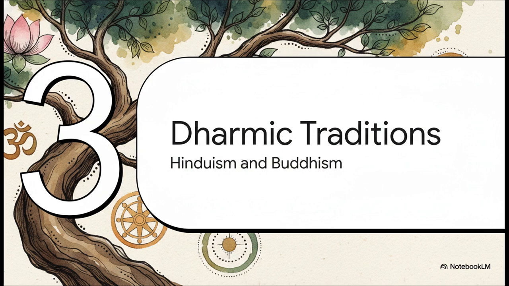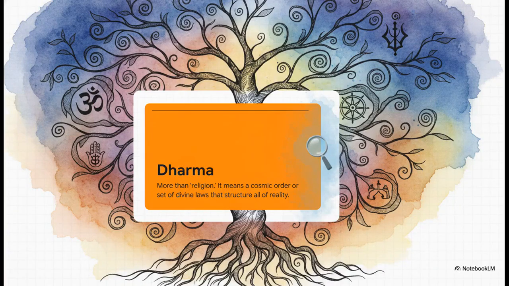So let's climb up our first huge branch in Section 3, the Dharmic traditions. This branch grew right out of the Indian subcontinent, and it includes some of the most philosophically deep and fascinating faiths in the world. Now, to get this branch, you have to get this one word, dharma. It's not just another word for religion. Nope. It's the idea of a cosmic order, the fundamental laws that actually structure reality itself. And that concept is at the very heart of Hinduism, Buddhism, Jainism, and Sikhism.